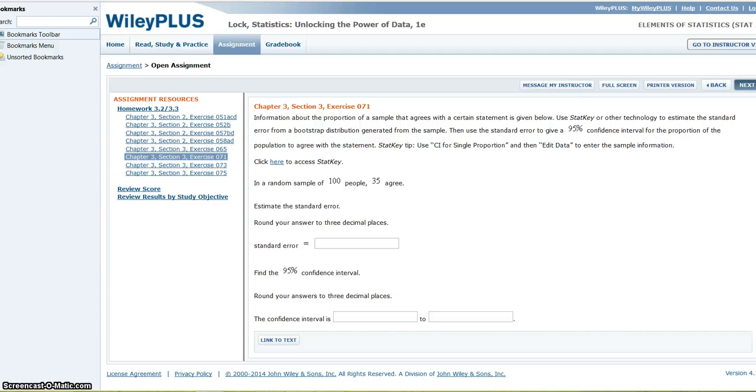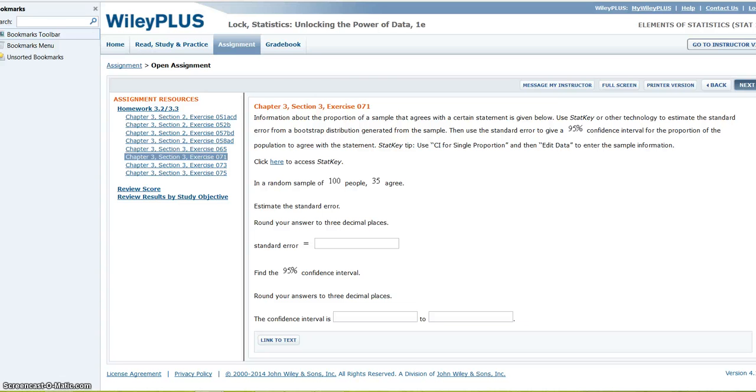Information about the proportion of a sample that agrees with a certain statement is given below. We're going to use StatKey to estimate the standard error from a bootstrap distribution generated from the sample. Then we're going to use the standard error to give a 95% confidence interval for the proportion of the population that agrees with the statement.